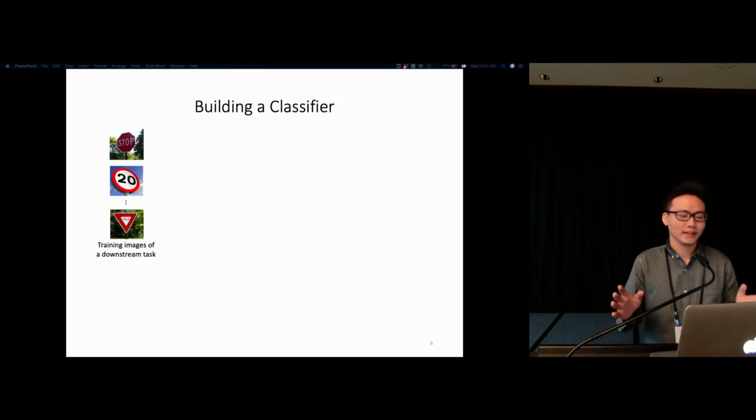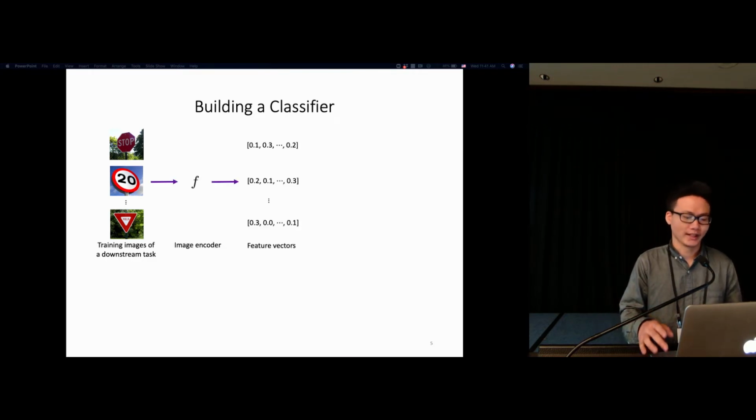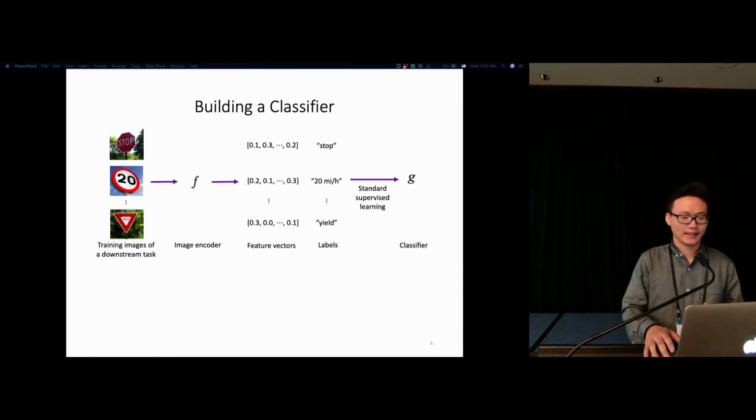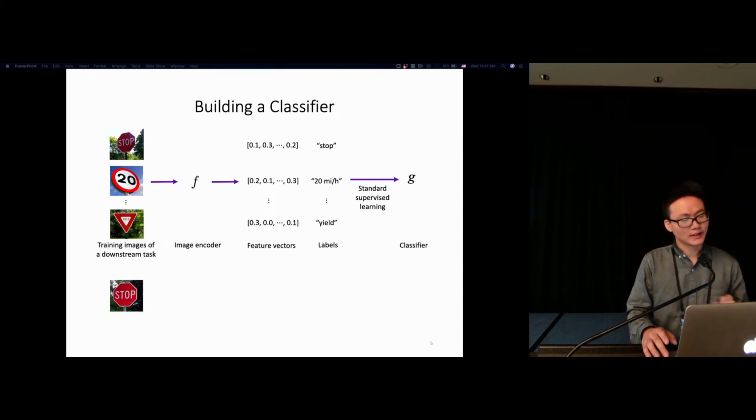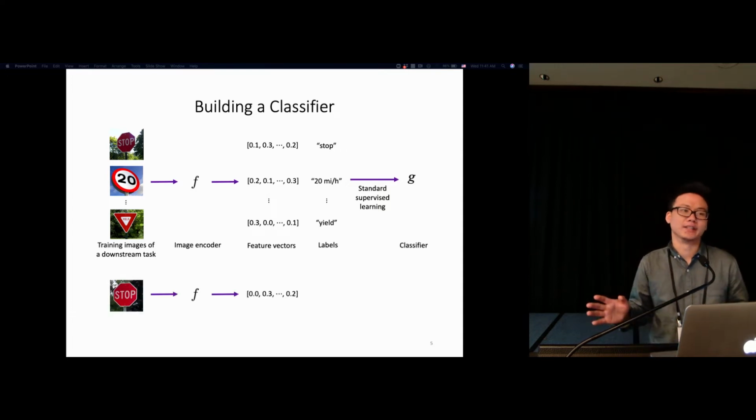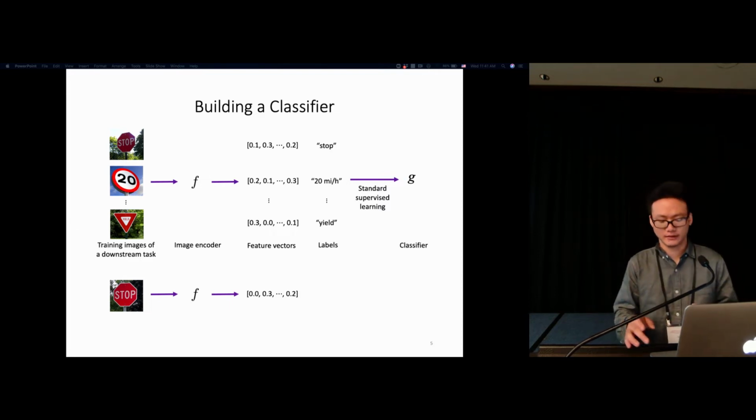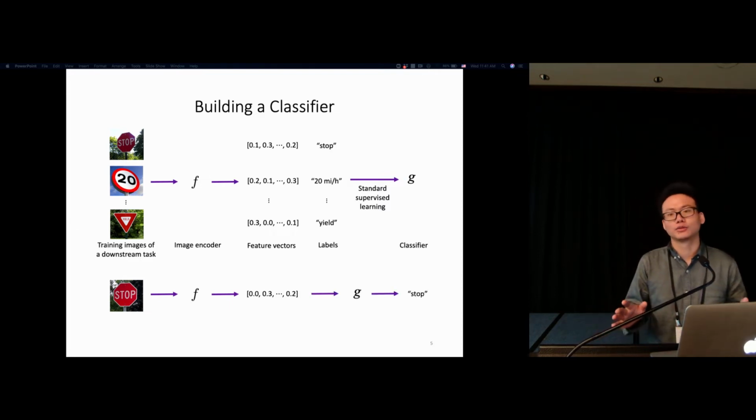Suppose we have some training images of a downstream task. Given an image encoder, we can use it to compute a feature vector for each training image. Then we can use feature vectors and labels of the training images to train a classifier via standard supervised learning. Given a testing image, we can use the image encoder to compute a feature vector for it. Then we use the classifier to predict a label for the feature vector. The predicted label is viewed as the final prediction result for the given test input.